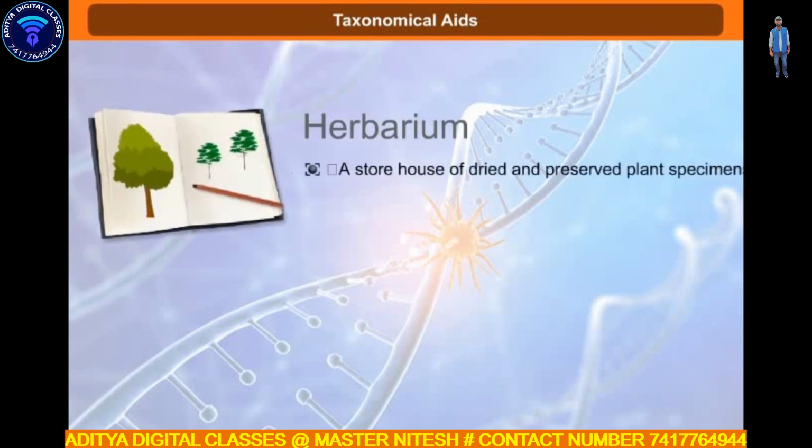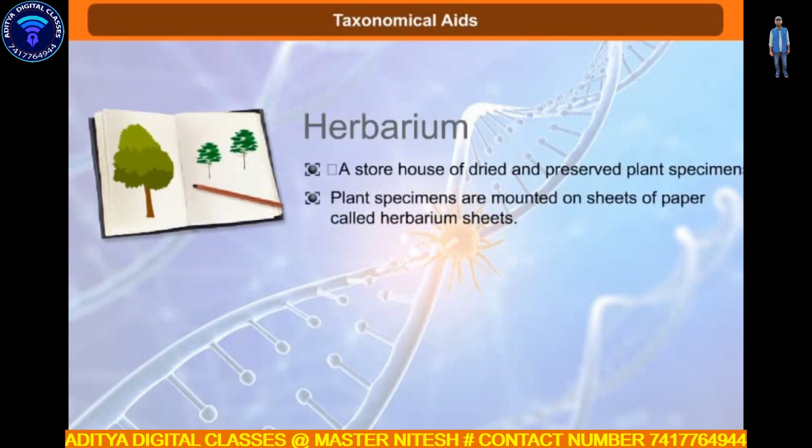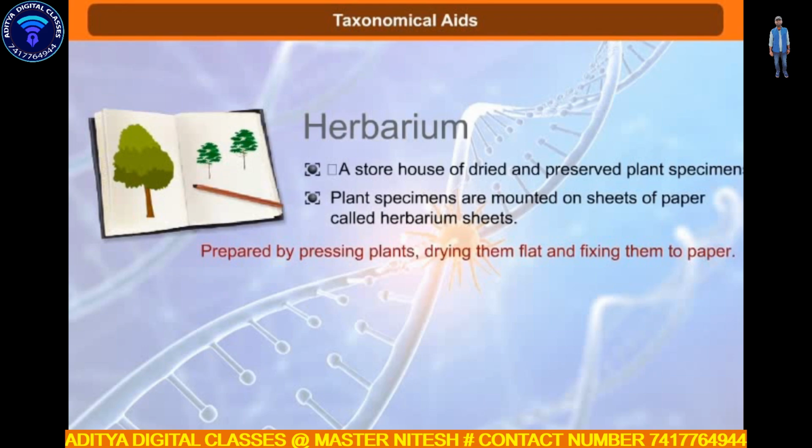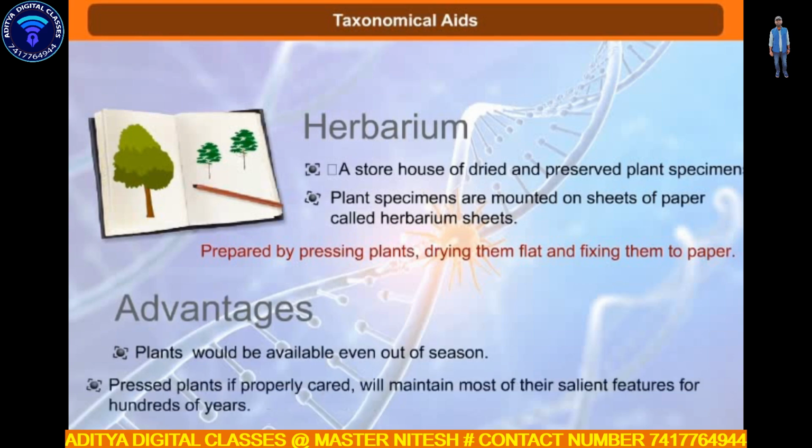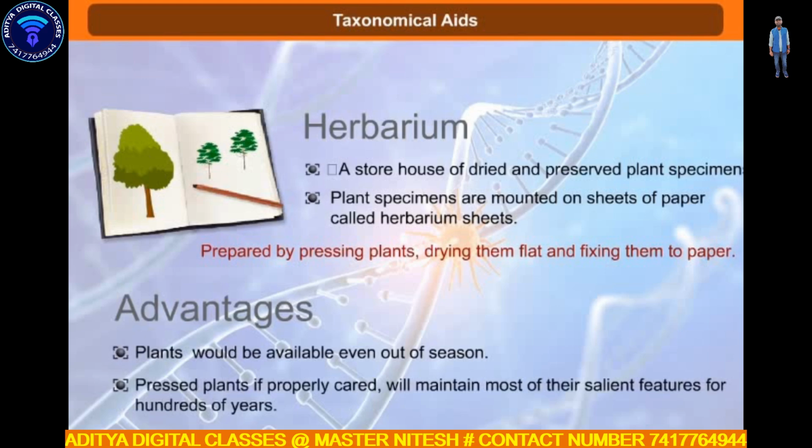Herbarium, a storehouse of dried and preserved plant specimens. Plant specimens are mounted on sheets of paper called herbarium sheets. These are prepared by pressing plants, drying them flat, and fixing them to paper. Advantages: plants would be available even out of season. Pressed plants, if properly cared, will maintain most of their salient features for hundreds of years.